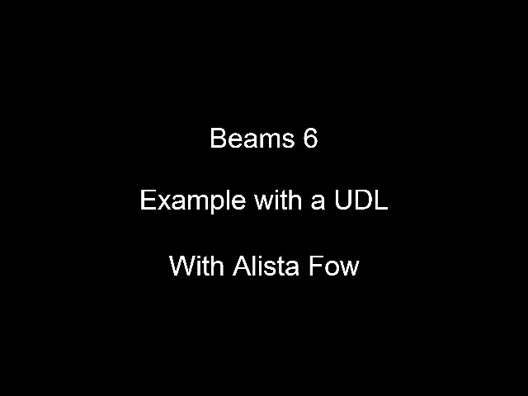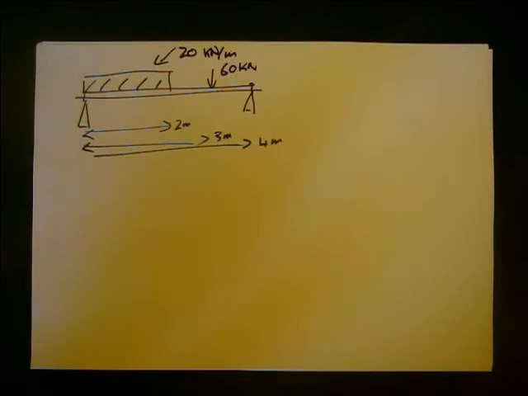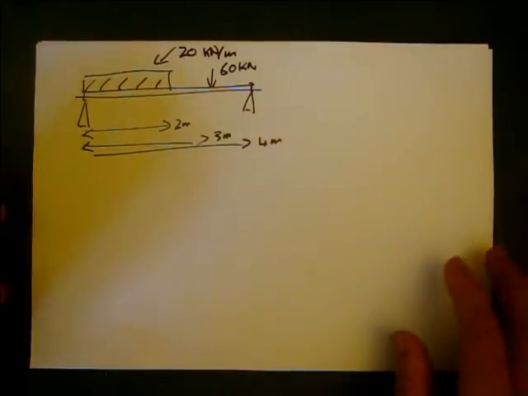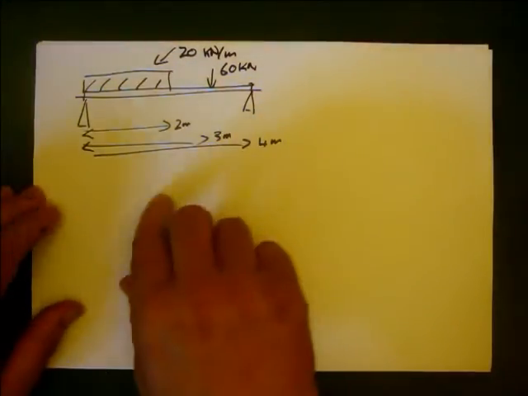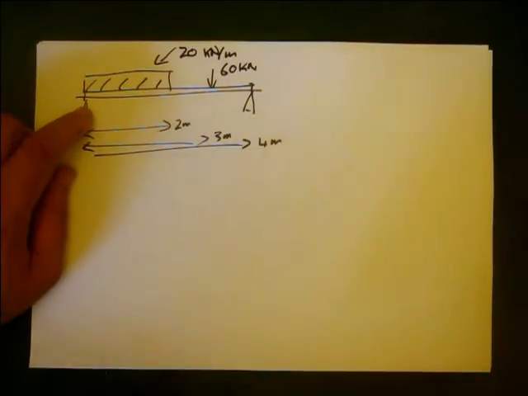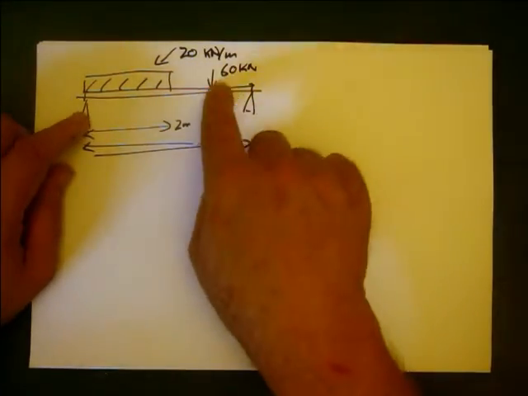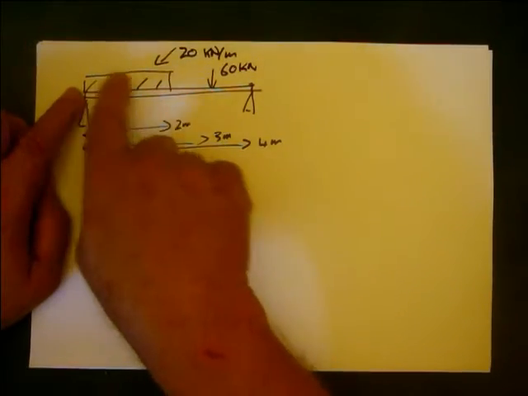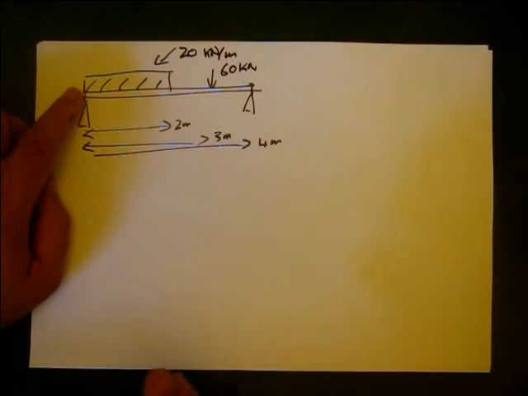Let's do the last of the bending moment diagram examples. What we're going to do is try to find the maximum bending moment for a system like this. We have a simply supported beam. It's got a 60 kilonewton weight at 3 meters, and then it's got a UDL, a uniformly distributed load.